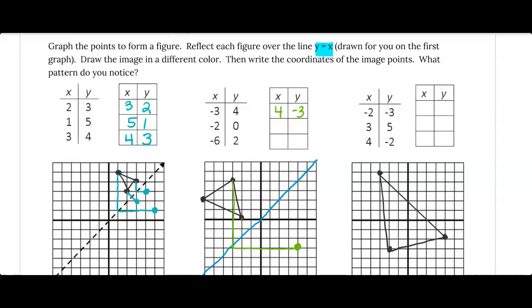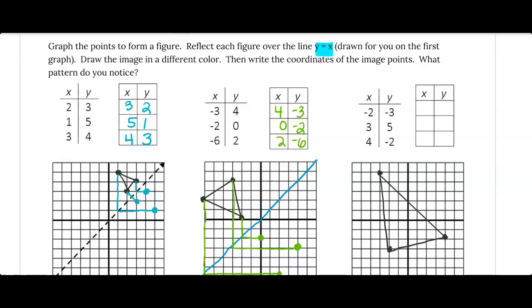And then the point -2, 0, I'm going to go down 2. So I go over 2. It's now at the point 0, -2. And -6, 2, I go down 1, 2, 3, 4, 5, 6, 7, 8. Then I go over 8. So I'm going to be at the point 2, -6.